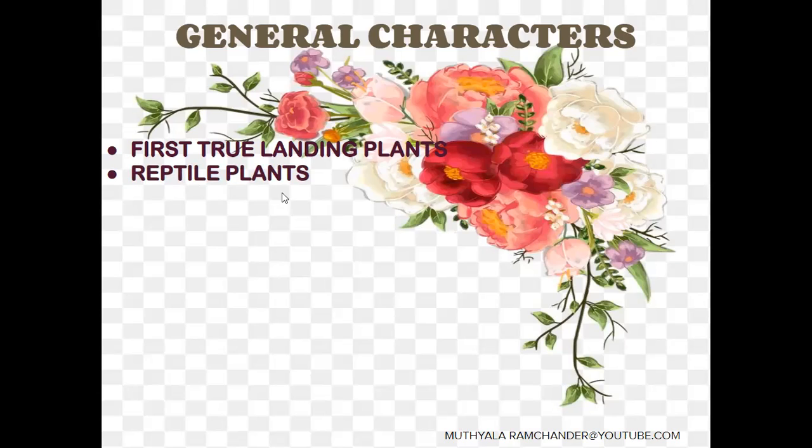Next character is reptile plants. Every Pteridophyta plant contains a rhizome. The rhizome creeps on the soil surface, similar to reptile characters. Reptiles move from one place to another with the help of creeping movement. The same condition of rhizome is present in the plants of Pteridophyta, so these plants are called reptile plants.